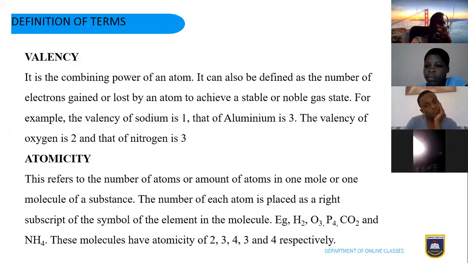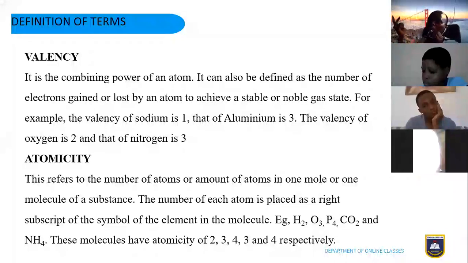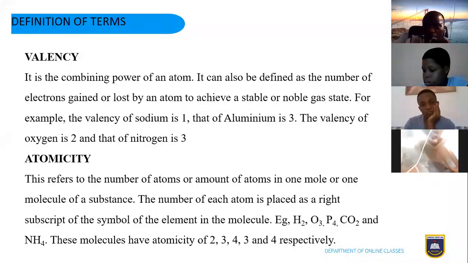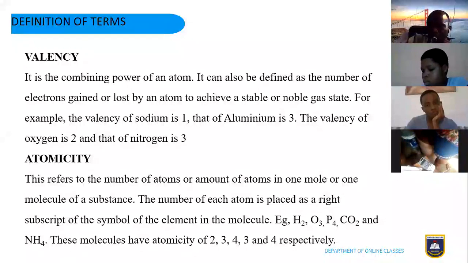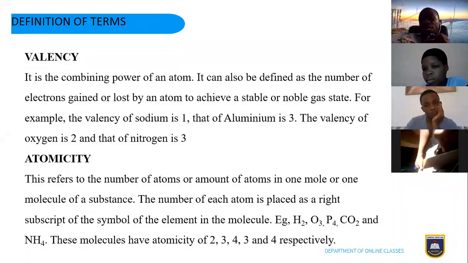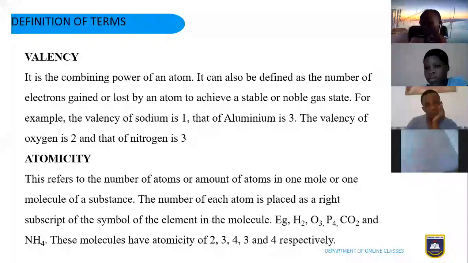So 2 for hydrogen plus 1 for carbon plus 3 for oxygen. That gives you a total of 6. So in that compound I've given you, H2CO3, the atomicity is 6 because in all you have 6 atoms in there. So that's how you determine atomicity.